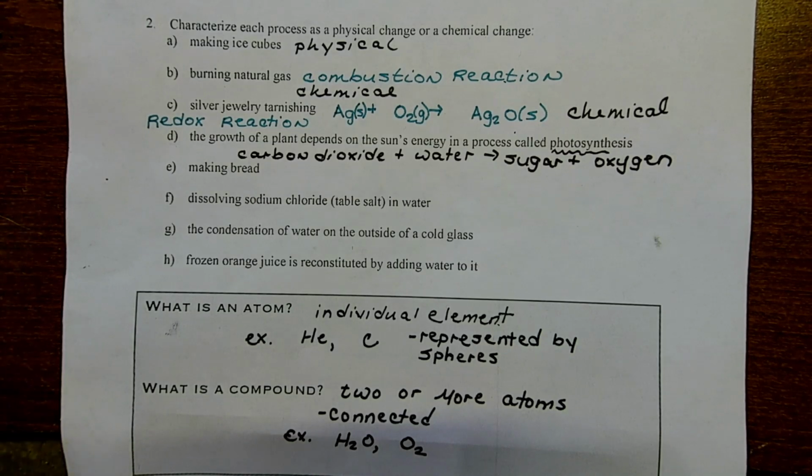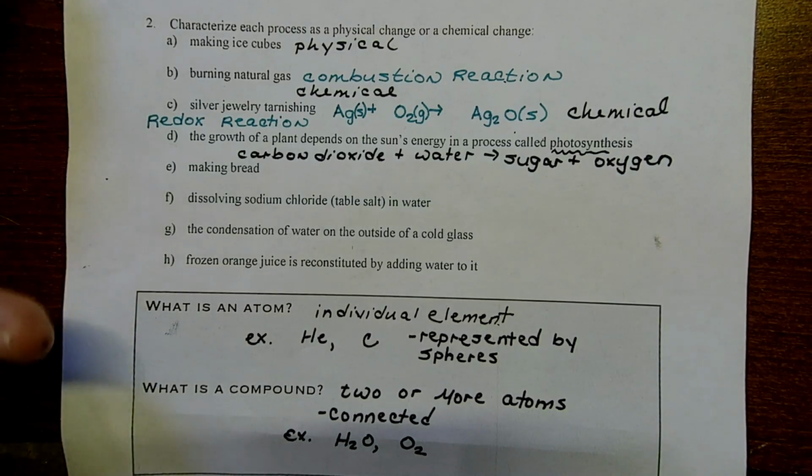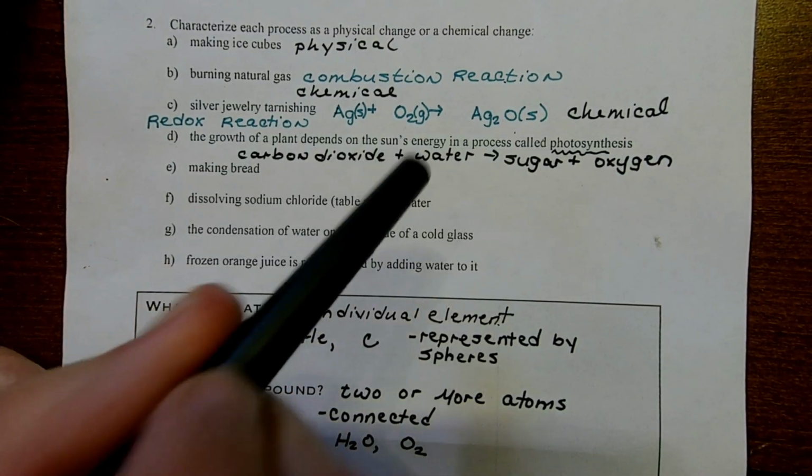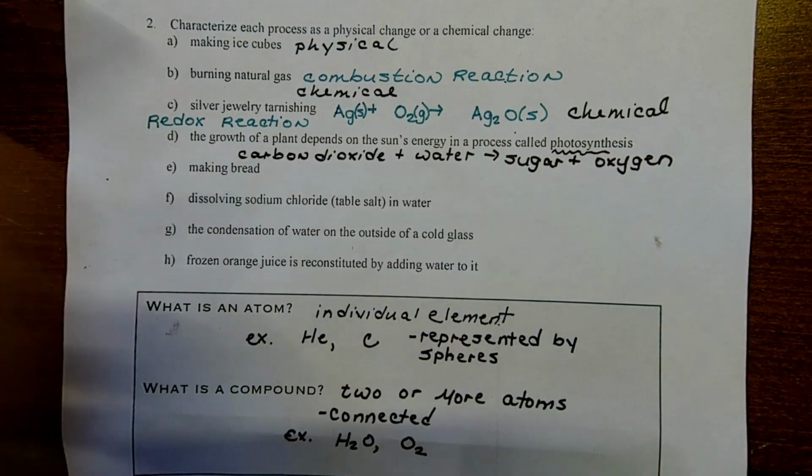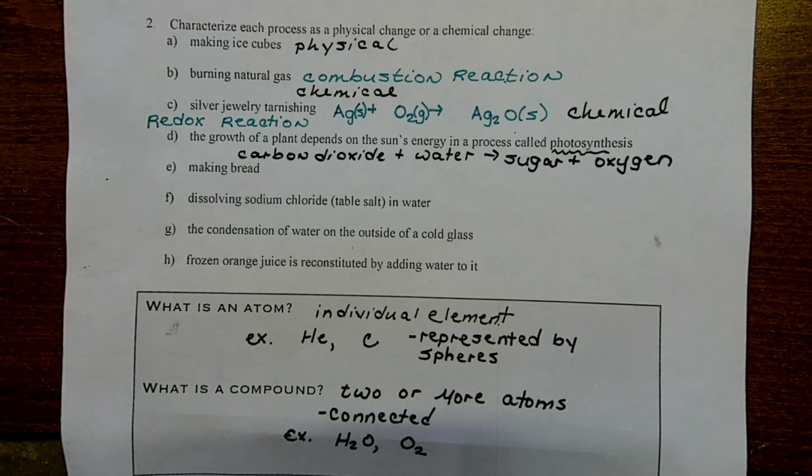Alrighty, in letter D, photosynthesis. If you're not familiar with biology yet, that's fine. So what occurs in photosynthesis? The plant takes carbon dioxide and water and turns it into sugar and oxygen using the energy from the sun.